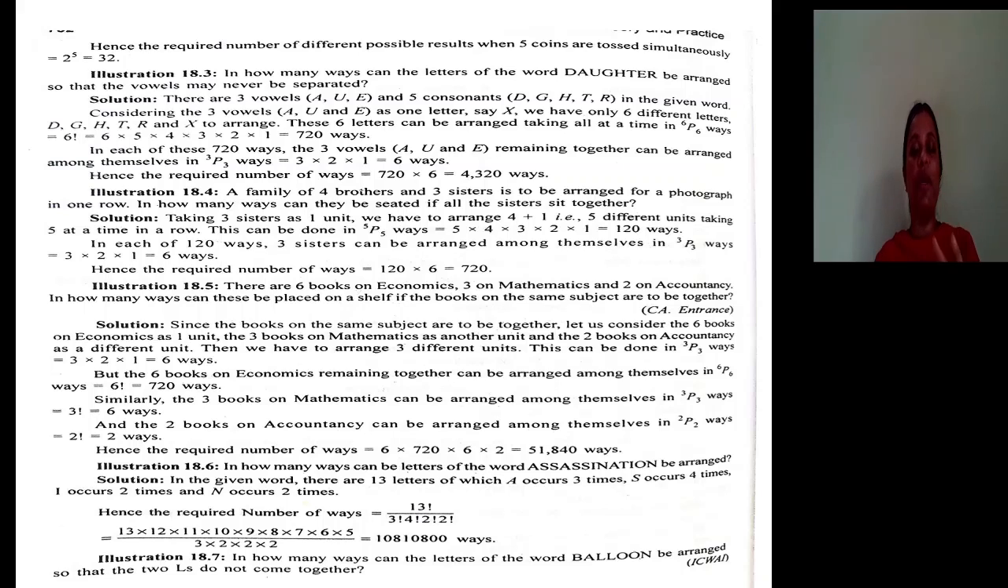You just look at this next one so that you will understand how I solved the previous one. A family of 4 brothers and 3 sisters is to be arranged for a photograph in one row. In how many ways can they be seated if all sisters sit together? See, here sisters, there it was vowels. So vowels should not be separated. Here sisters should not be separated. Now sisters are fixed, so 3 sisters are taken as 1 unit. 4 brothers, 4 different units. 4 plus 1 is 5.